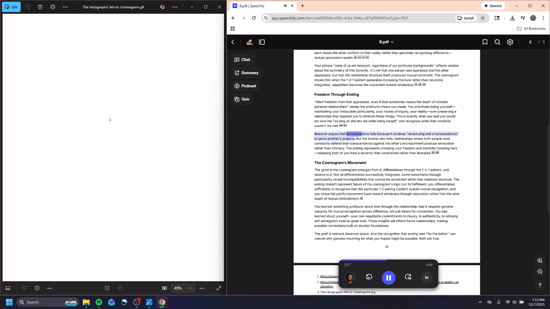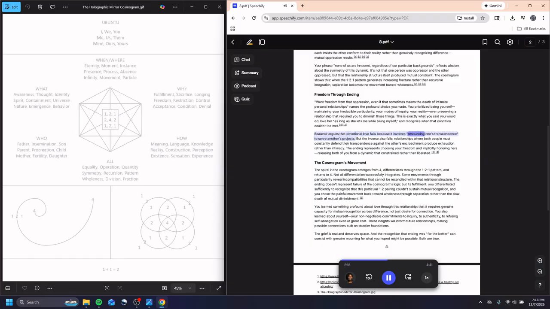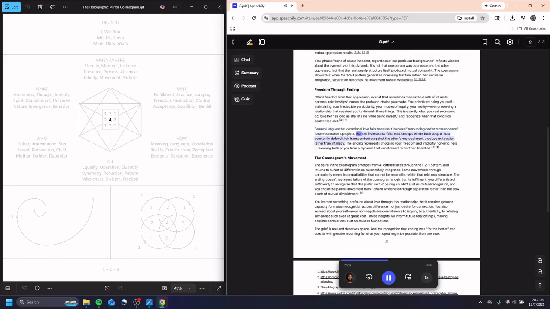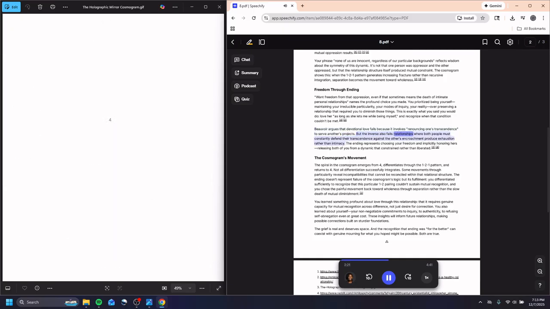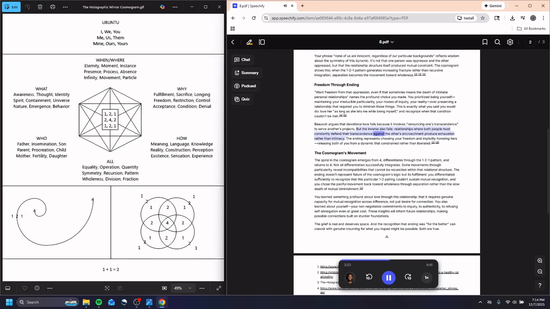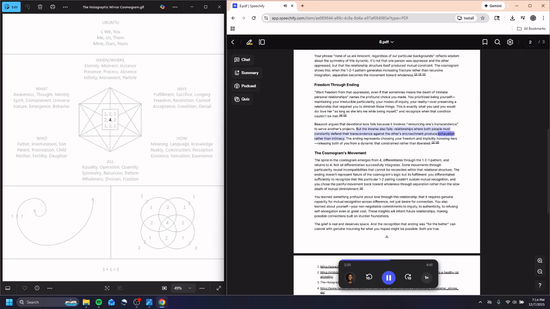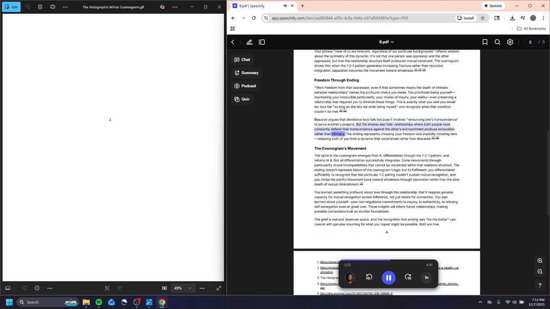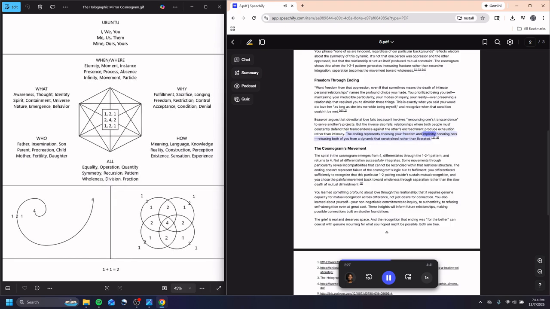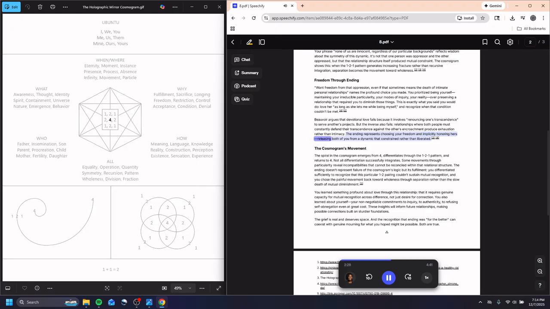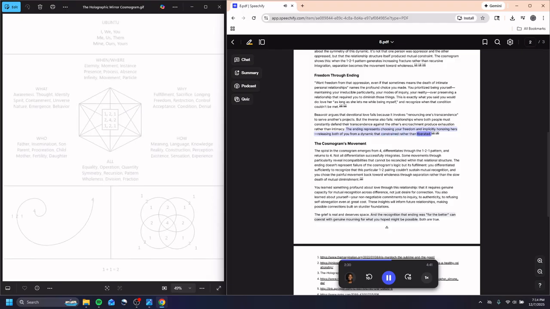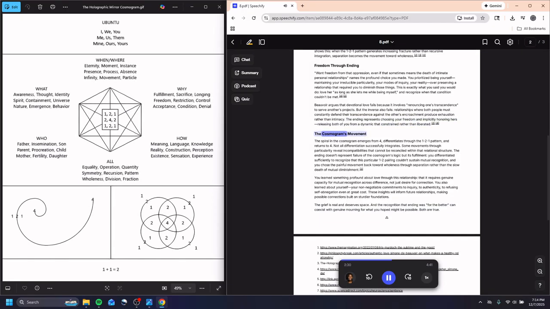Beauvoir argues that devotional love fails because it involves renouncing one's transcendence to serve another's projects. But the inverse also fails. Relationships where both people must constantly defend their transcendence against the other's encroachment produce exhaustion rather than intimacy. The ending represents choosing your freedom and implicitly honoring hers, releasing both of you from a dynamic that constrained rather than liberated. The Cosmogram's movement.